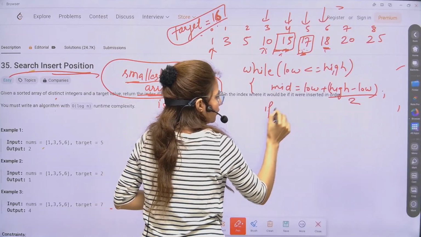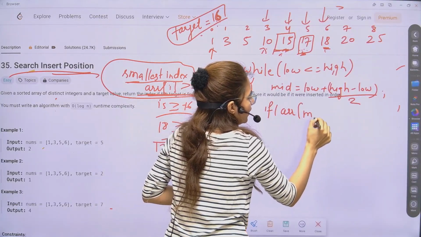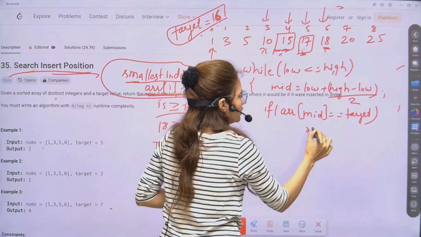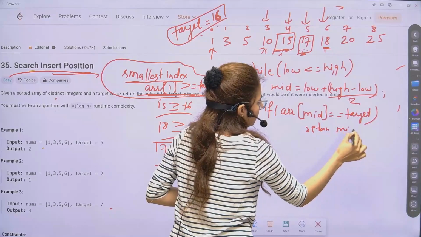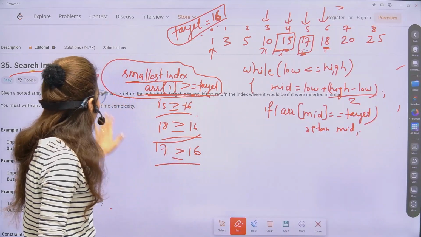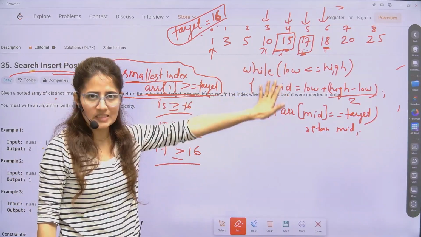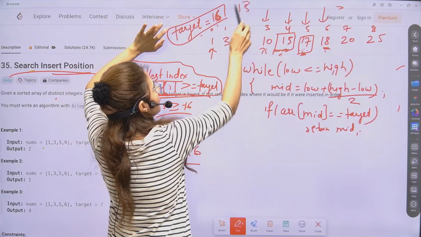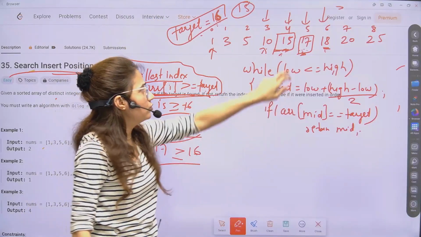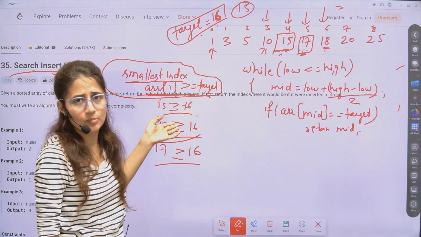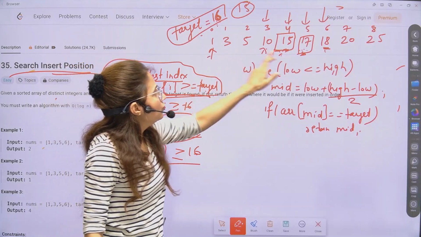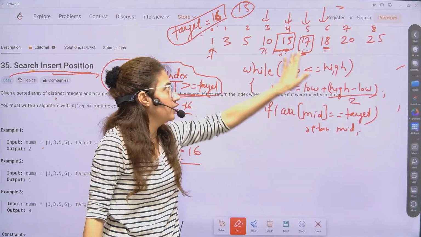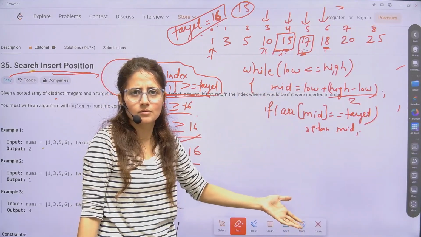Now we have calculated mid. Now check if array of mid is equal to target, we can simply return mid, because we know that distinct values are there, no duplicacy. So if you want to insert here, suppose I want to insert 15. 15 is also already there. So as soon as you get this 15, return that index. That is exactly what the problem statement is saying. So as soon as you find mid, and mid itself is equal to the target, simply return mid. That's it. Why go further?